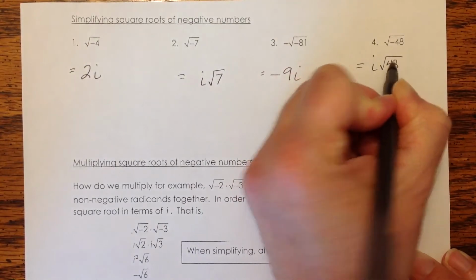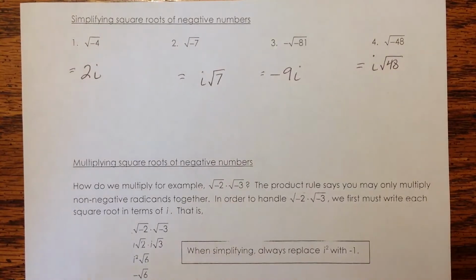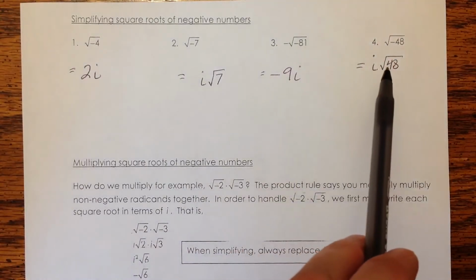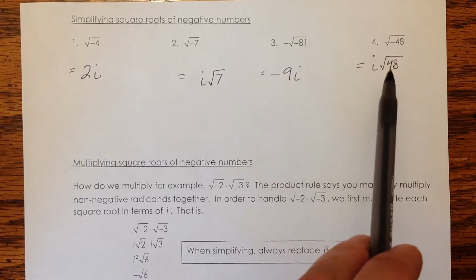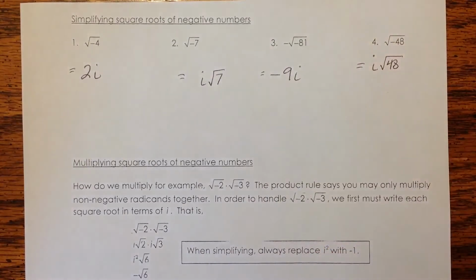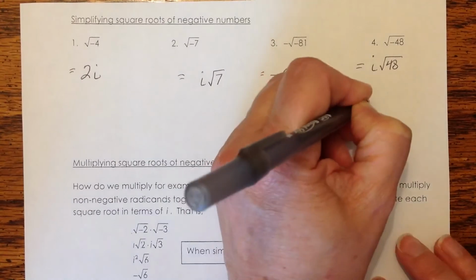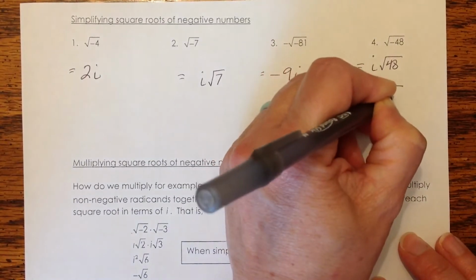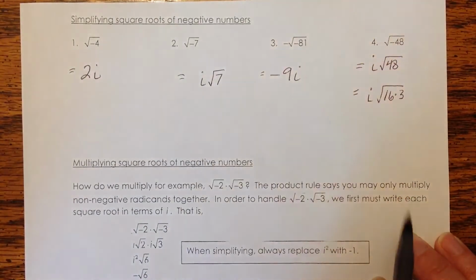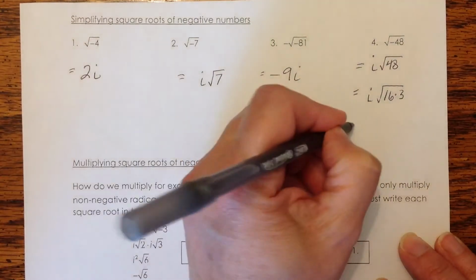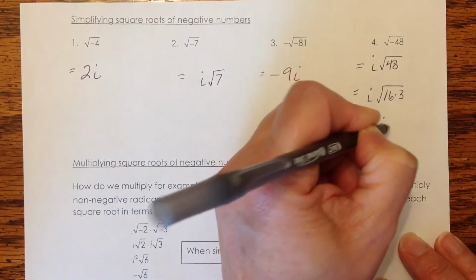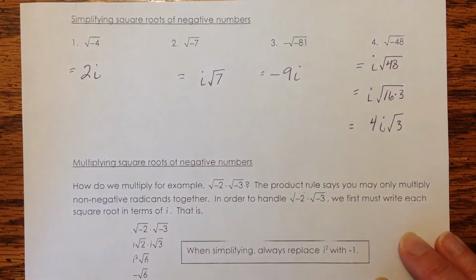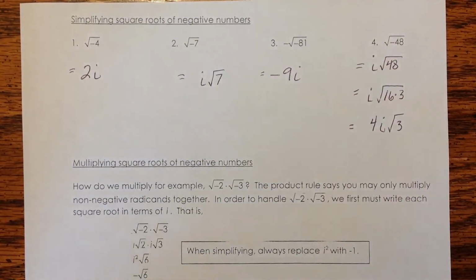For 4, we see the negative underneath the square root, so we take out i, and we have left the square root of 48. But now we need to follow our simplifying rules. When I see a number under a square root, I need to think, is there a perfect square that goes into 48? So I can say 16 times 3. The square root of 16 is 4, so my most simplified answer for this problem is 4i square root of 3.